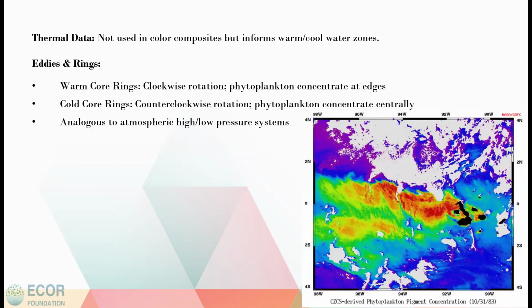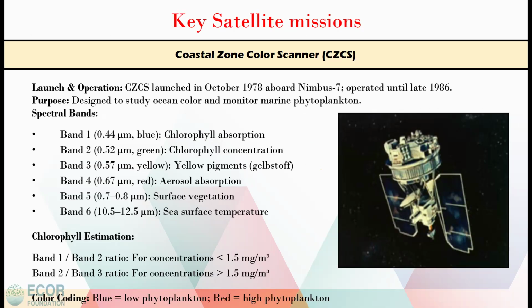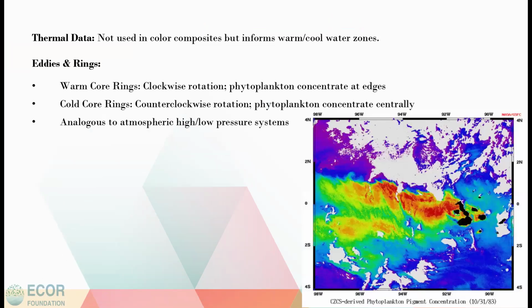So it is the general symbology for plotting the chlorophyll concentration using CZCS. Thermal data is not used for color composites, but it gives information about warm or cold water zones. So we can also study eddies and rings.